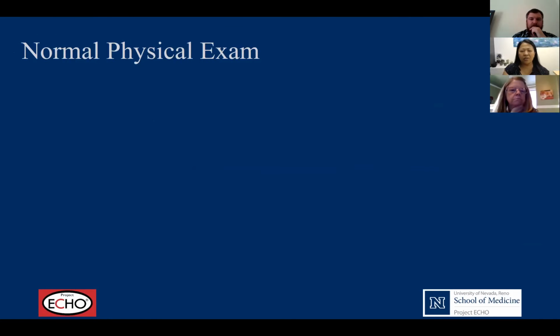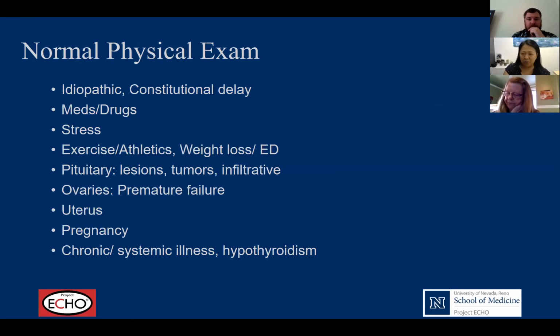All right, what if you get the girl that has a normal physical exam, which is by far much more common than the other two things that we talked about. It could be idiopathic or constitutional delay, and how you can find this out is in the family history. All the women in the family tend to have their periods much later, when they're 14, 15, 16, okay? They might be on medications. They might have stress. So stress, obviously very common in teenagers, so that might cause it.